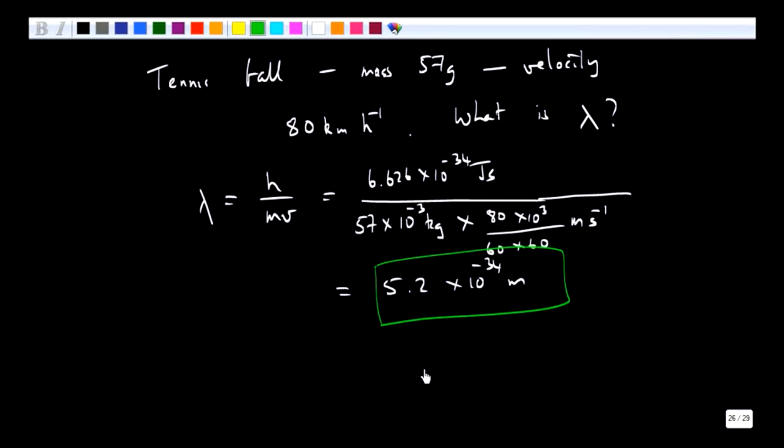Now what you can see immediately is that this value, 10 to the minus 34 meters, is negligible compared with the size of a tennis ball. So what that means is that every moving particle does have wave-like characteristics, but for everyday objects like a moving tennis ball, the wavelength is so small that it can be completely neglected. And sorry to say, it doesn't have any effect on how well you serve.